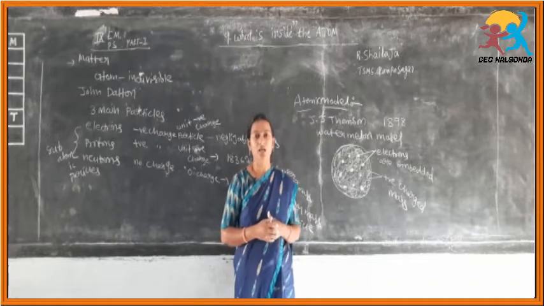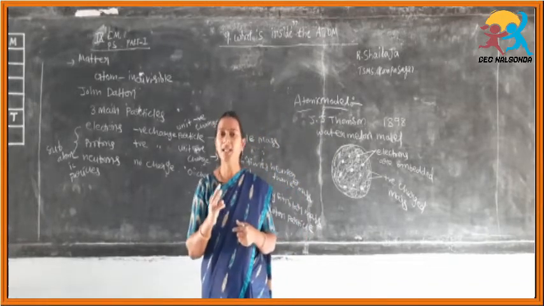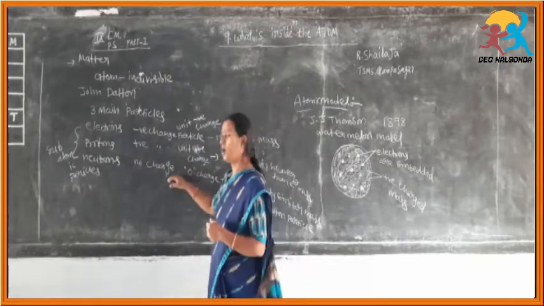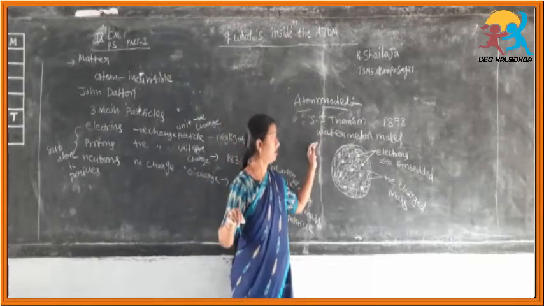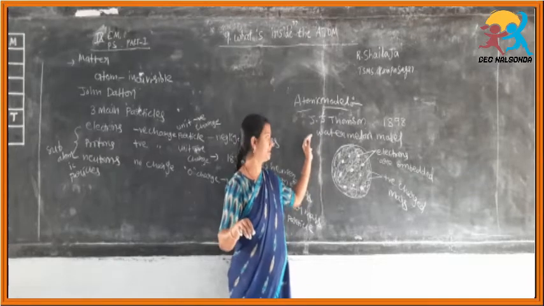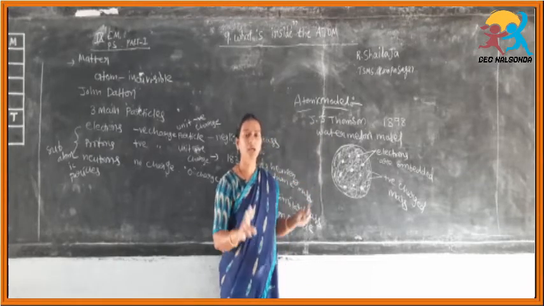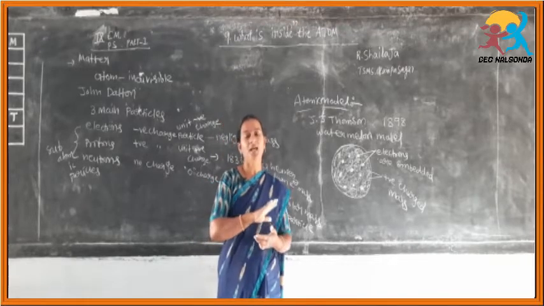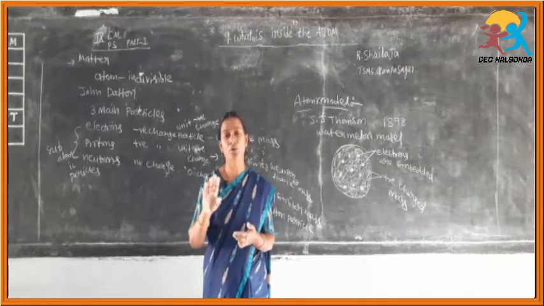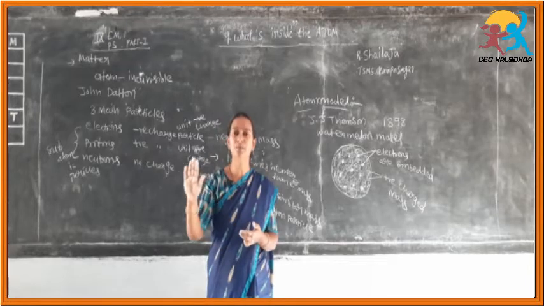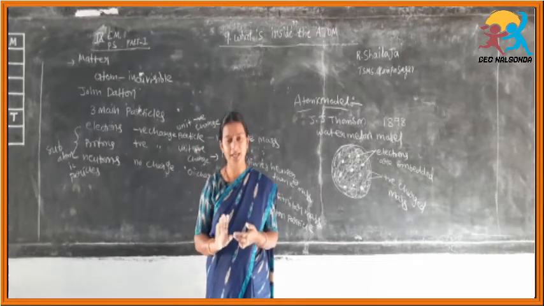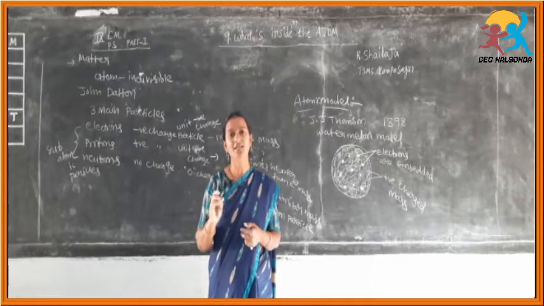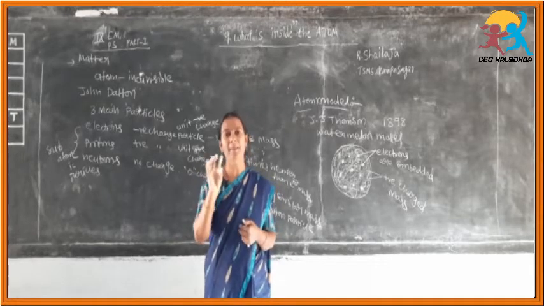So this is what we consider the watermelon model, or J.J. Thomson atomic model. In the atom there are two particles: electron and proton. Neutrons had not been discovered at the time of the J.J. Thomson atomic model. The positive charge of the protons is spread evenly throughout the atom, and at certain places electrons, like black seeds, are embedded.